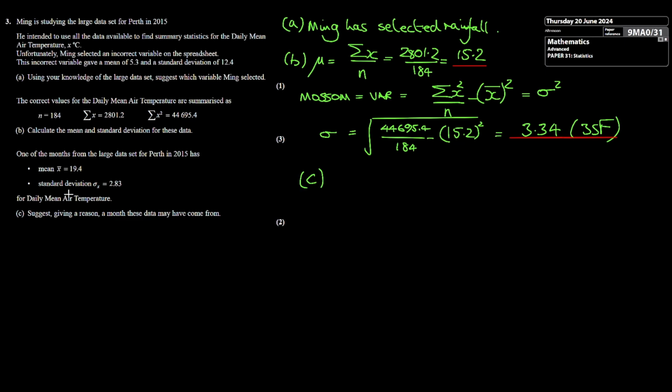So we've now been given one month's mean and standard deviation for one of the months in Perth in 2015. We've got a mean temperature of 19.4 and a standard deviation of 2.83. Suggest, giving a reason, a month that these values may have come from.